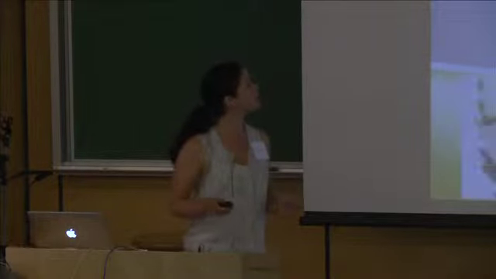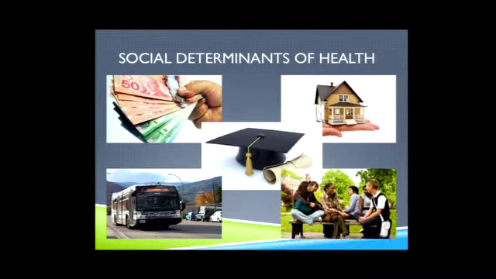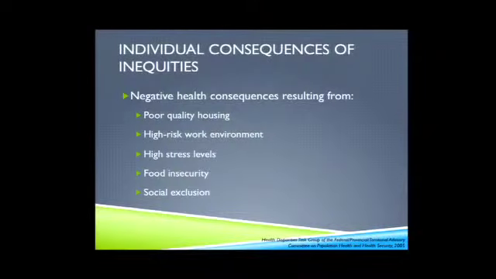Social determinants of health, such as income, education, housing, transportation, and opportunities for social engagement are not evenly distributed across all population groups, and this results in serious health inequities. People who are marginalized by their ethnicity, their gender, their income, their age, or their geographic location can be more susceptible to illness or disease for numerous reasons. They're more likely to live in poor quality housing, have high-risk work environments, have higher stress levels, experience food insecurity, and social exclusion.